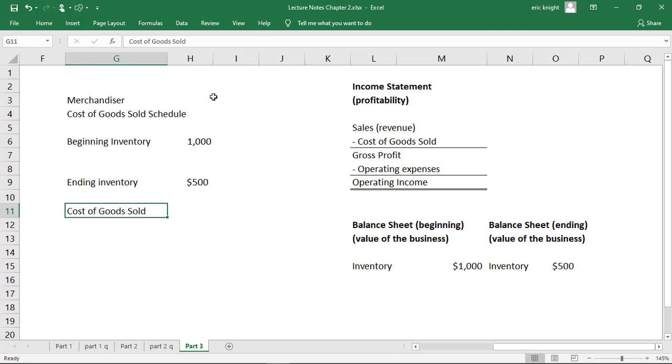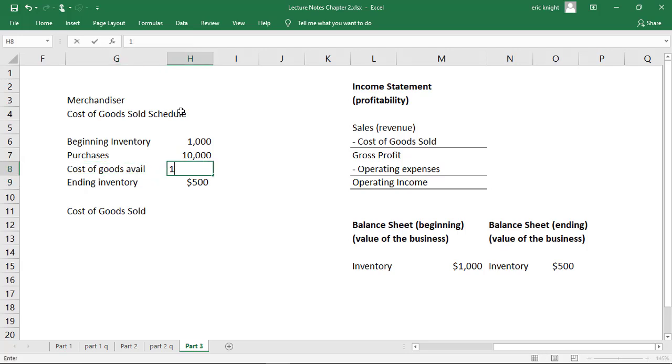But we can't do that. We can't just take 1,000 minus 500 and say that is our cost of goods sold, because what if we purchased inventory? Right, so if we purchased some skateboards during the year, let's say we purchased $10,000 worth of skateboard inventory, then we had cost of goods available to sell, right? And that would be $11,000 worth of skateboards that we had available to sell.